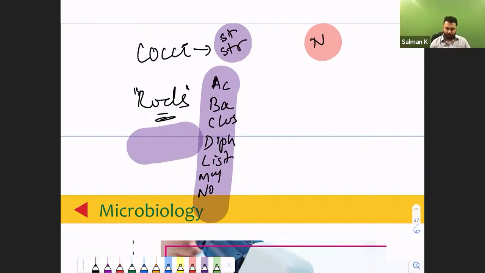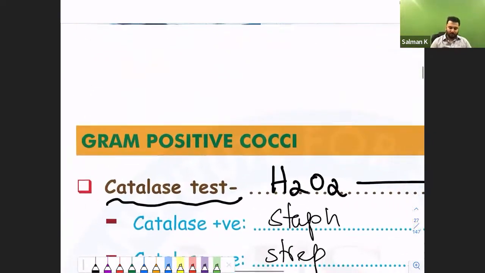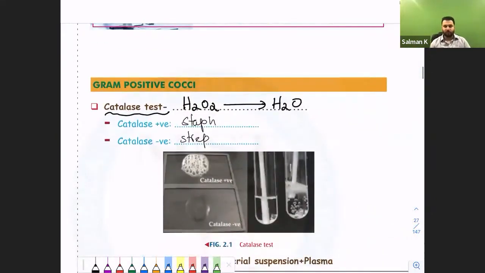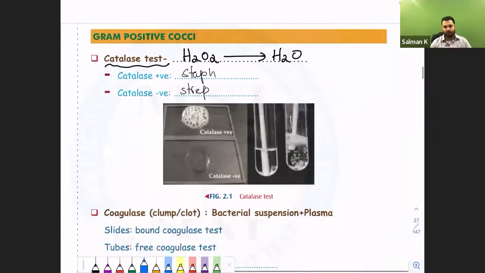Now we will start here with this first guy. Gram positive cocci. Either it is staph or strep. How to confirm if it's staph or strep? The biochemical test is catalase test. You all know if you see catalase test, you have to look for the bubbles. So catalase positive organism is staph. Catalase negative, it is strep. So that's the word that you should be knowing here, right? Staph versus strep. So if you see this, you know it is staph. If you don't see this, then that is strep.